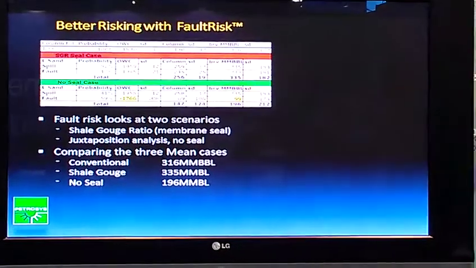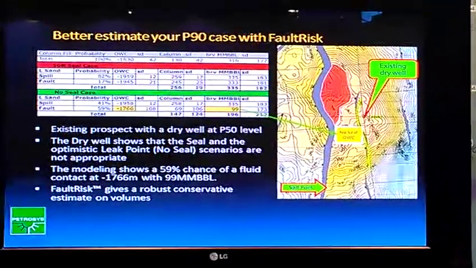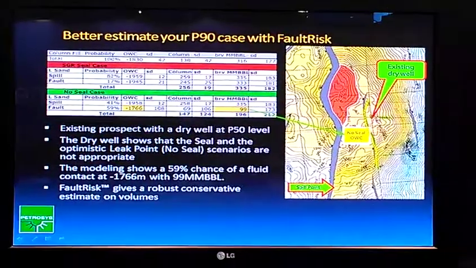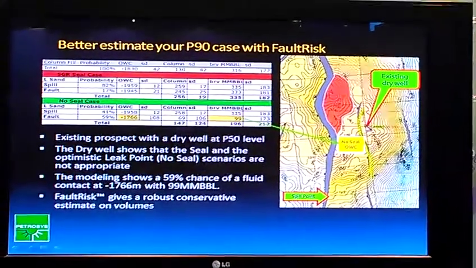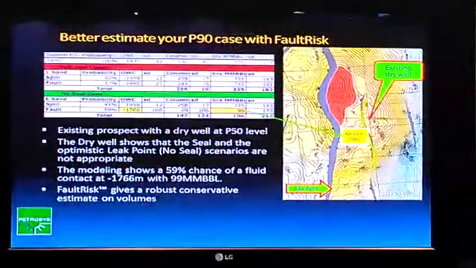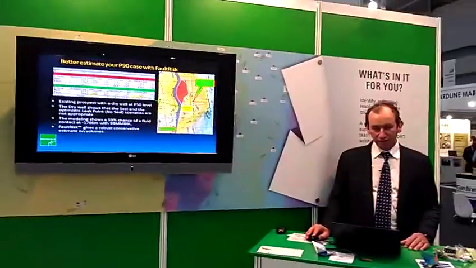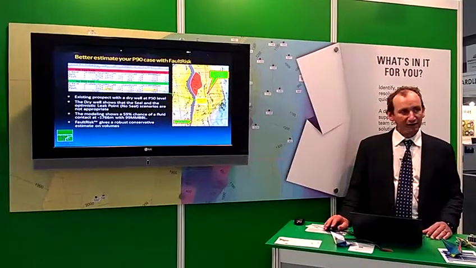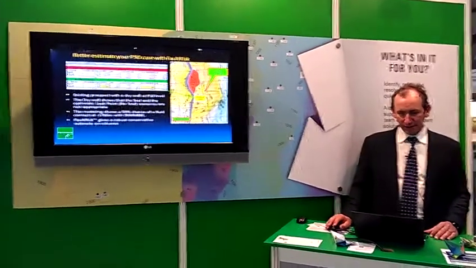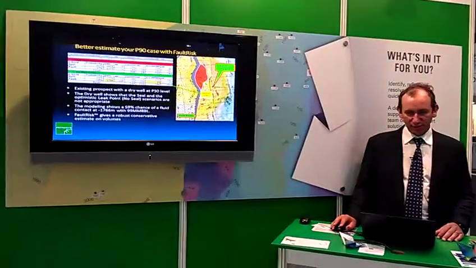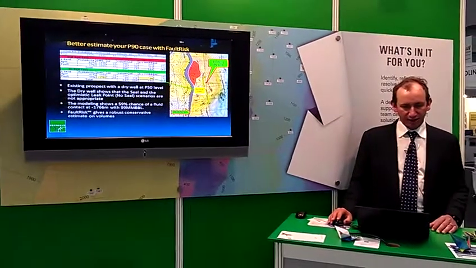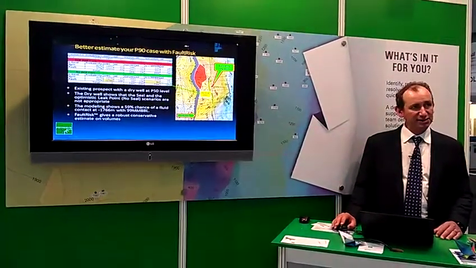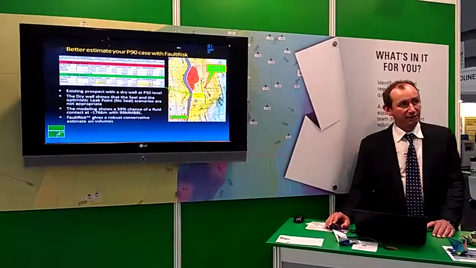Now, one of the things we can see in this case is that the group who were looking at this had actually drilled an existing well down here, probably roughly on their P50. So they had a go at working out where the fluid was pre-drill, and said, look, we've got a fairly good chance of having a half fill. They drilled the well here. You can see this is the closing contour for our P50 for juxtaposition. So in reality, we're most likely to have this 1766 as our mean fluid contact.